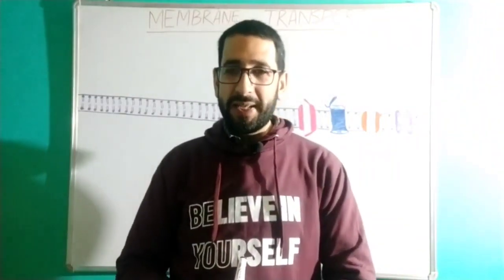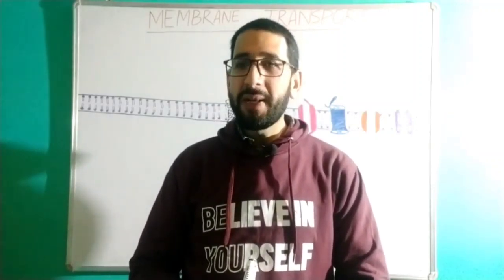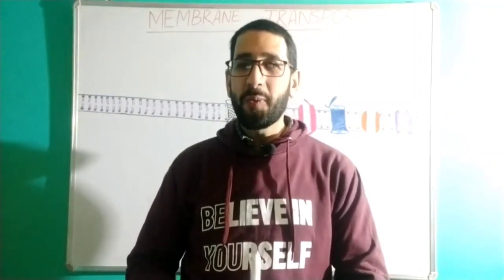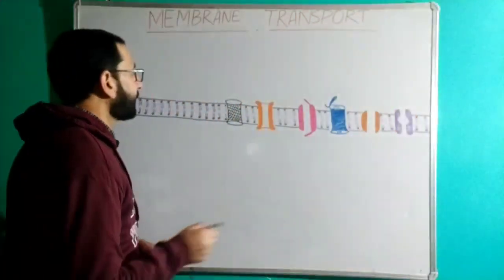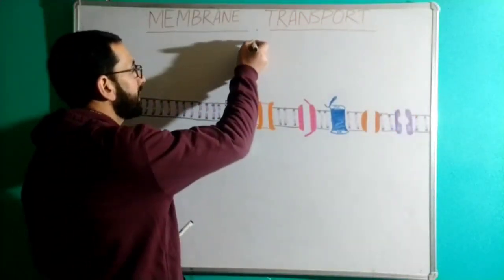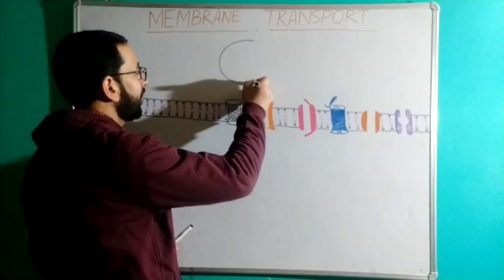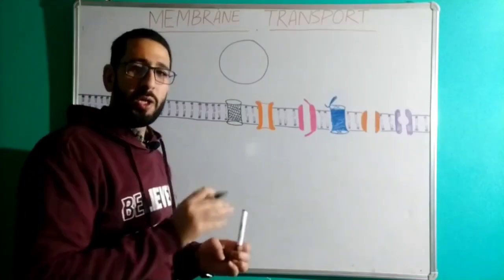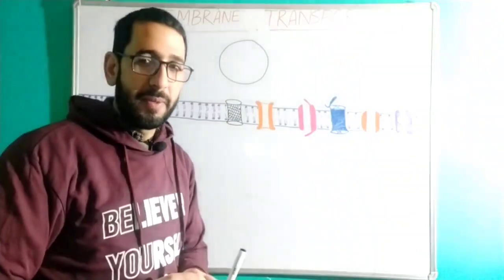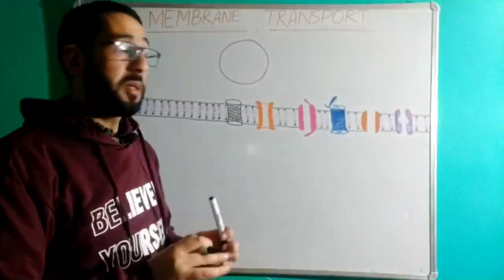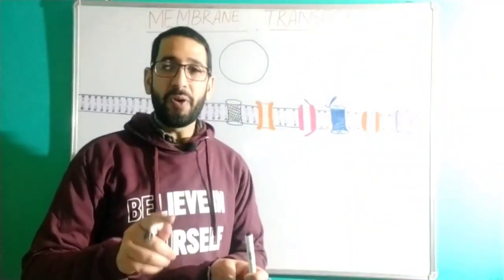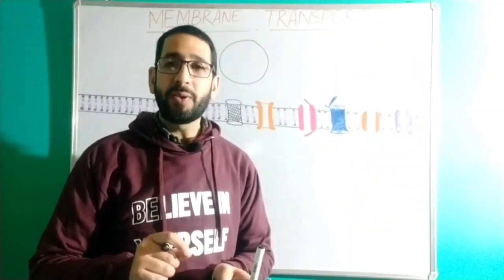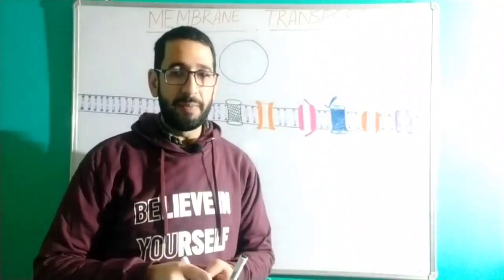So today in this lecture we are going to talk about membrane transport, or transport across the cell membrane. We all are aware that we have the outer protective covering of the cell. We call it the cell membrane or plasma membrane, right? And we all know that it is a semi-permeable membrane. We have already talked about the structure of the cell membrane. If you have not watched that video yet, please go and watch the structure of the cell membrane.